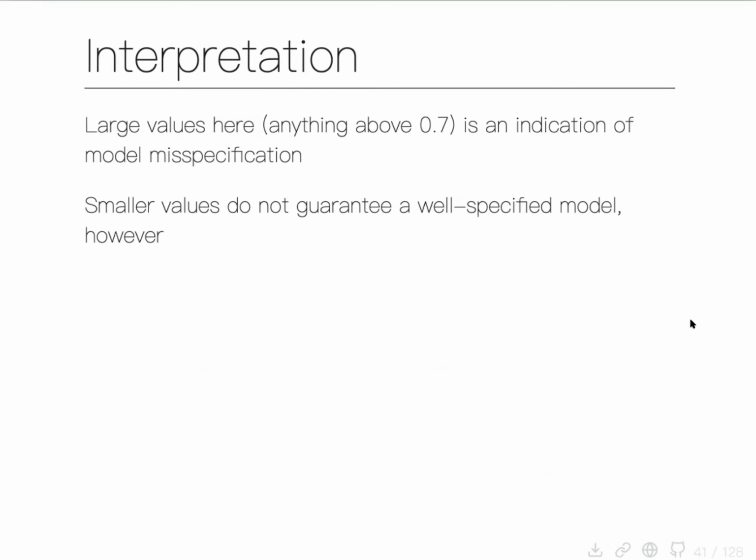So large values are an indication of model misspecification. Okay, so those values are so far off that there's probably something that we've misspecified in our model. Okay, that's the basic idea of looking at that. The problem is, unfortunately, smaller values don't guarantee a well-specified model either.